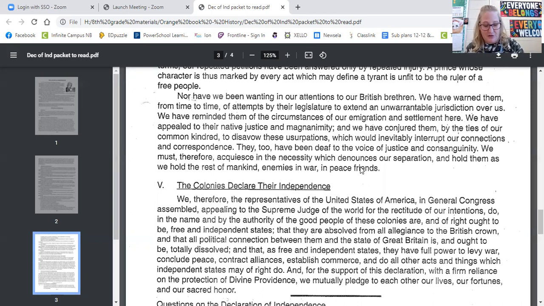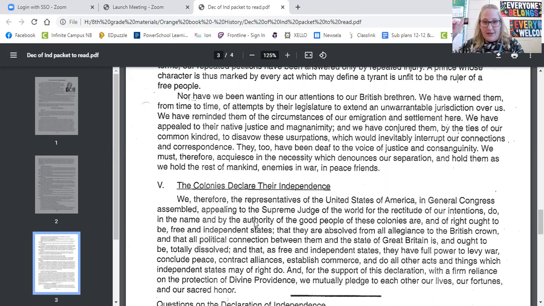So last section, section 5, the colonies declare their independence. We, therefore, the representatives of the United States of America, highlight the United States of America. That's what we're called. And General Congress assembled, appealed to the Supreme Court of the world for the rectitude of our intentions, do in the name and by authority of, highlight this part, the good people of these colonies, solemnly publish and declare, that these united colonies are and of right ought to be free and independent states. That's it. We're breaking up.